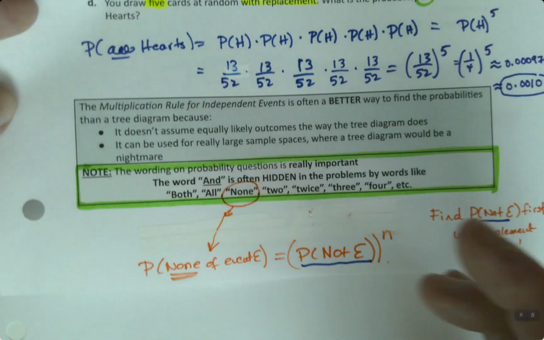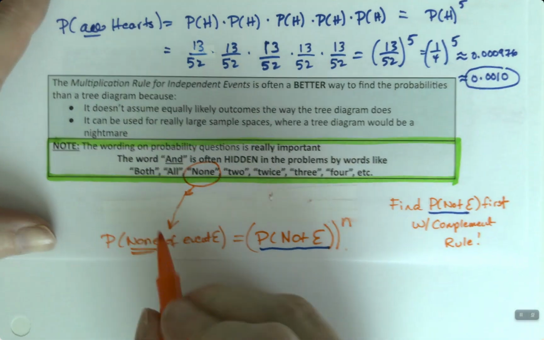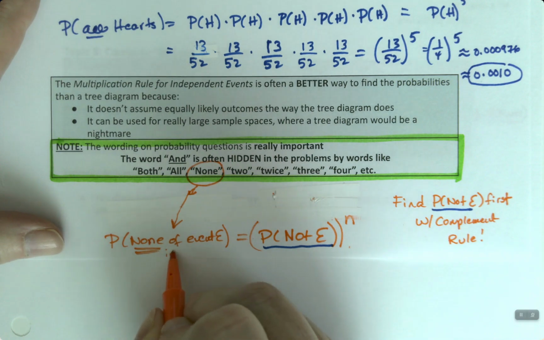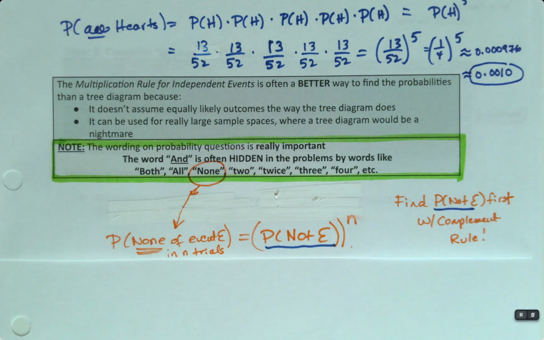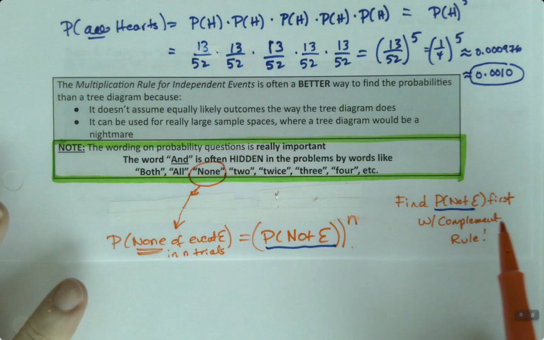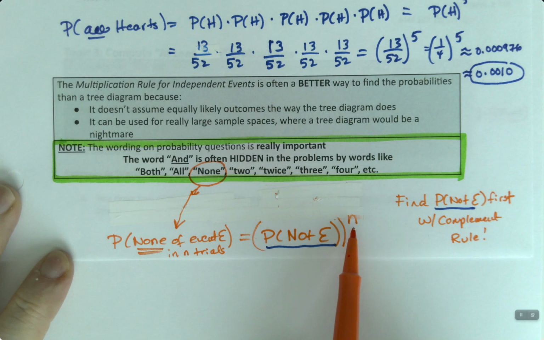When we think about that probability that I kind of snuck in here, the probability of none of event E, I should have said in n trials, we can see it's getting a little tricky because it uses the complement rule and the multiplication rule.